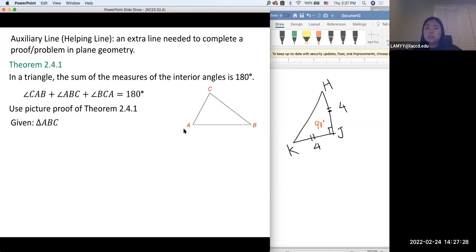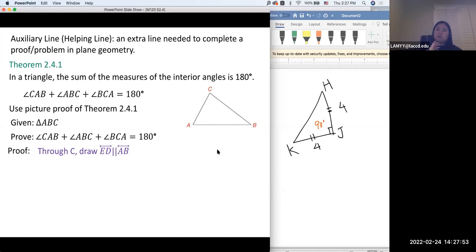So given triangle ABC, this is what we want to prove. The sum of the interior angles equals 180. So now I will be using the helping line here. I want you guys to draw a straight line passing through C. This line is called line ED, and it will be parallel to AB here. Can you guys try to do that? Do it on your picture. Draw a line passing through C, call it line ED, and this line will be parallel to line AB. Try. Write it down in your notes and draw the helping line. Done? Line ED is parallel to AB.